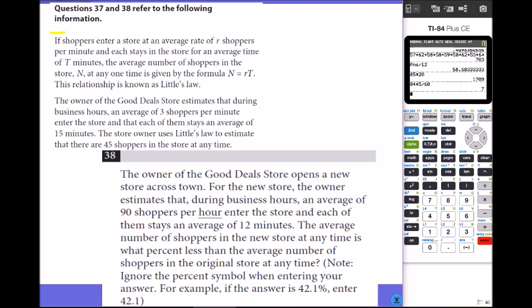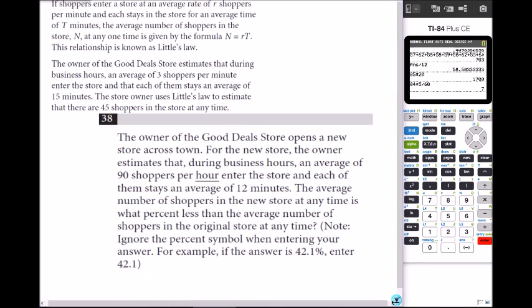Last question. The owner of the Good Deals store opens a new store across town. For the new store, the owner estimates that during business hours, an average of 90 shoppers per hour enter the store, and each of them stays an average of 12 minutes. The average number of shoppers in the new store at any time is what percentage less than the average number of shoppers in the original store at any time?